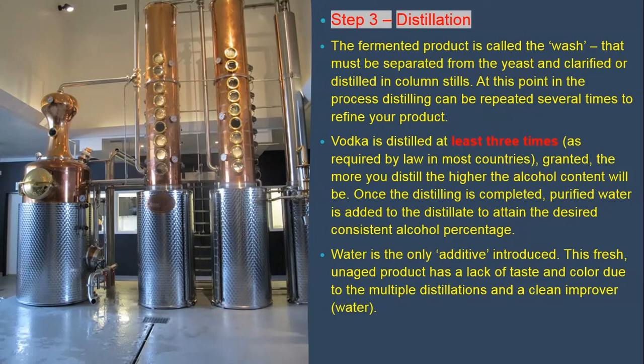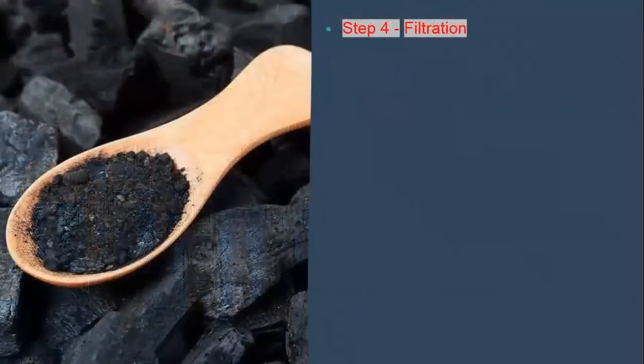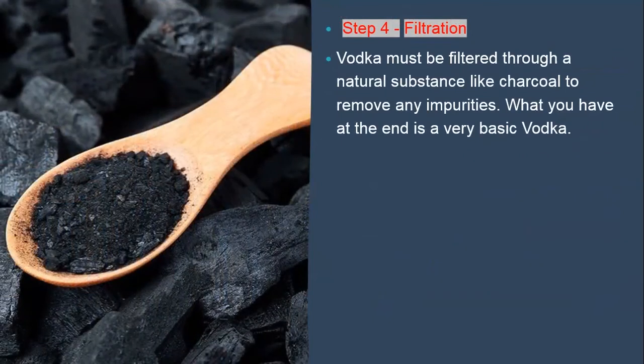Once the distillation is completed, purified water is added to the distillate to attain the desired alcohol percentage. Water is the only additive that is introduced. This fresh, unaged product still lacks taste and color due to multiple distillations and the clean water. The next step is filtration. To get the characteristic odorless, flavorless vodka, it is filtered through a natural substance like charcoal. The activated charcoal removes any impurities still remaining in vodka, and this is what makes vodka so pure and transparent.